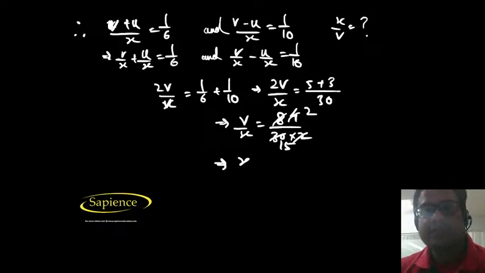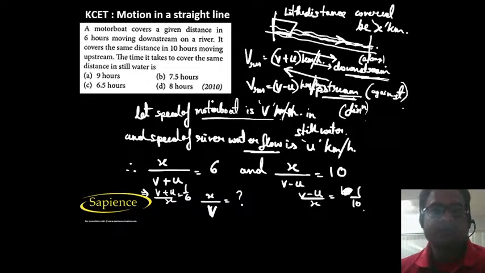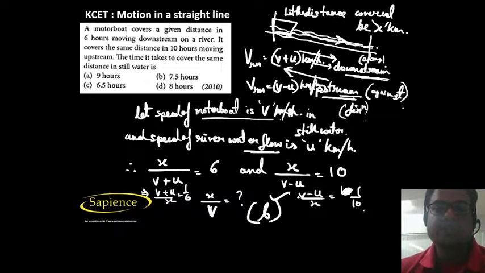So then, therefore, x by v will be equal to 15 by 2, that is equal to 7.5 hours. So 7.5 hours, which is option B, is the correct answer.